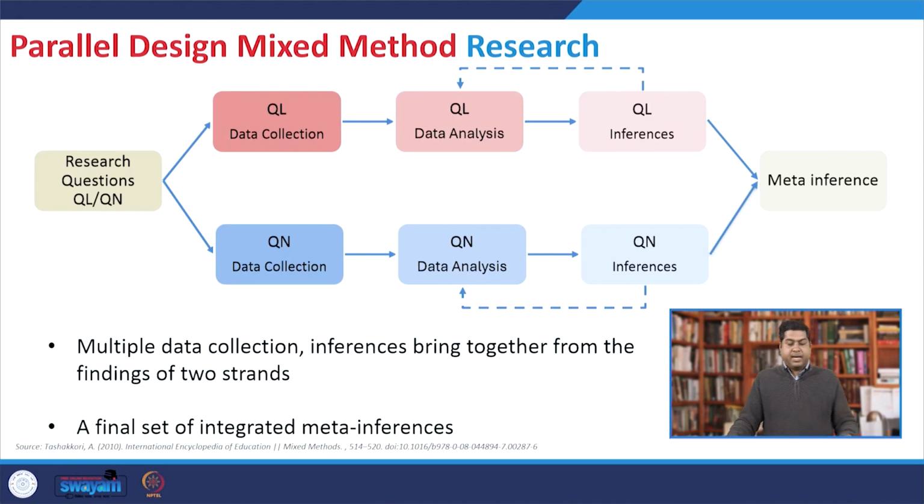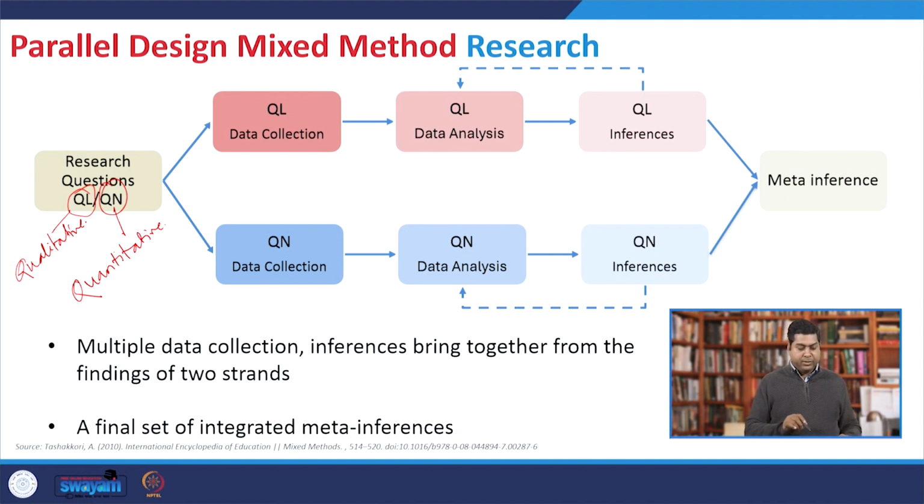Coming to the parallel design method. First, what you require is the research questions, and the research question itself should have clarity on whether you require both quantitative and qualitative methods or not. In this case, QL is basically for qualitative and QN is for quantitative, right. We are using this abbreviation now for all this kind of discussion.